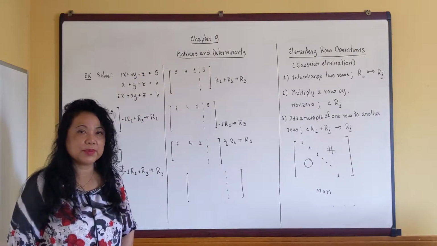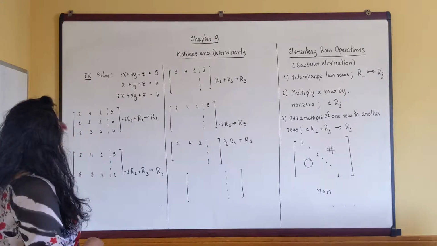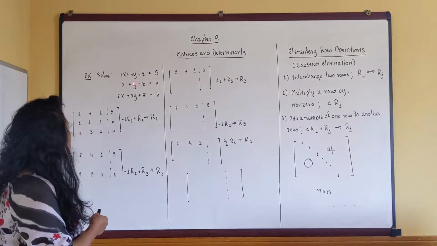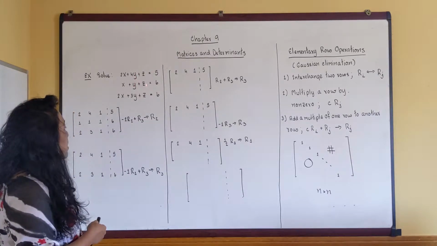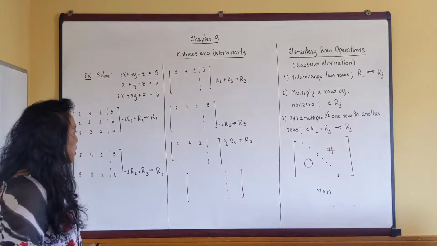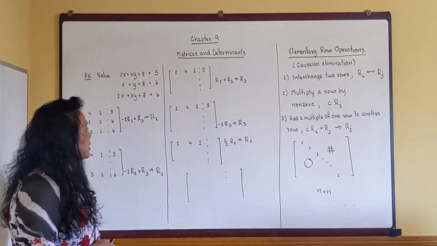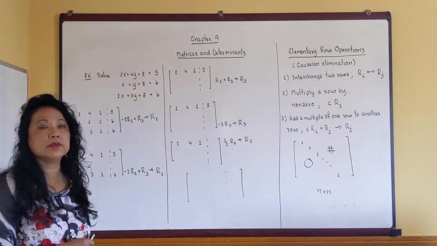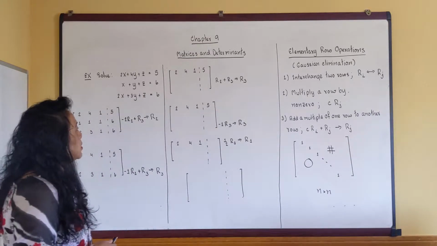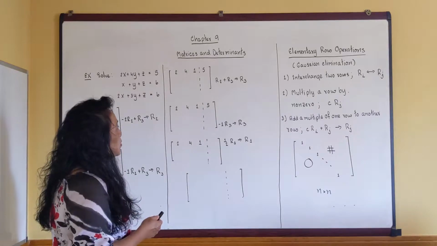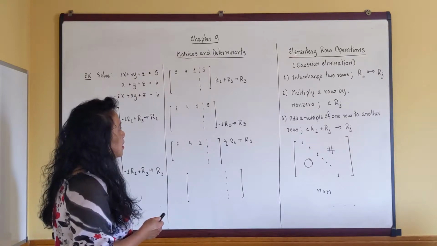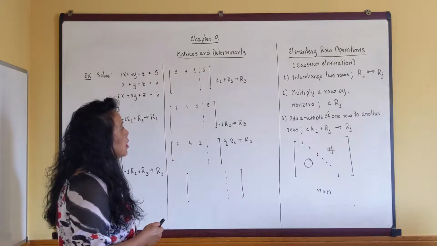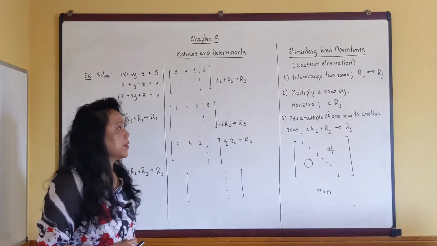Continue our chapter 9. In chapter 9, we're going to solve linear equations with more than one variable. It could be 3 or more. Instead of using the addition and elimination method that we learned in chapter 8, we're going to use matrices, and we're going to use elementary row operations, or the Gaussian elimination method.